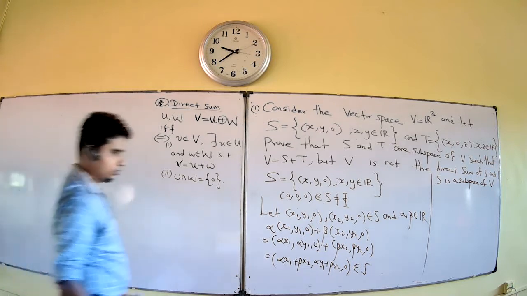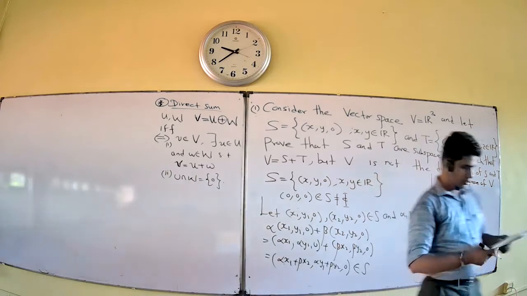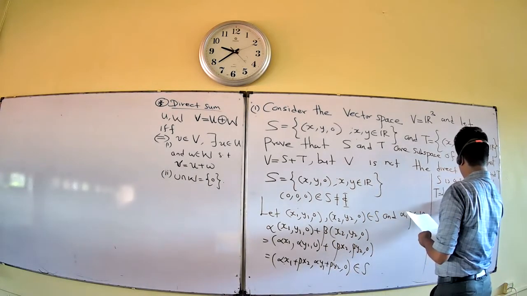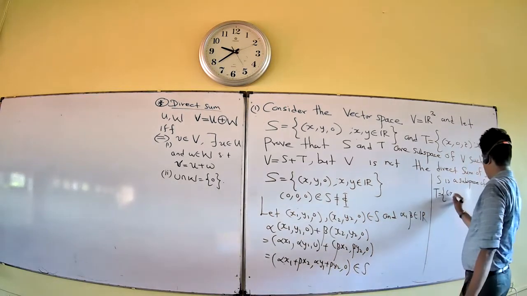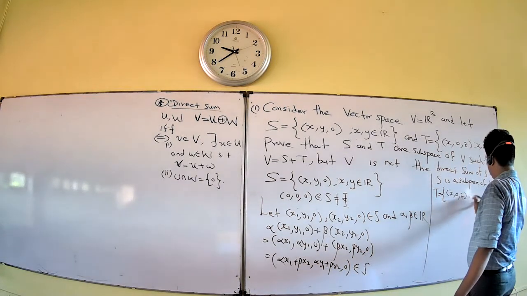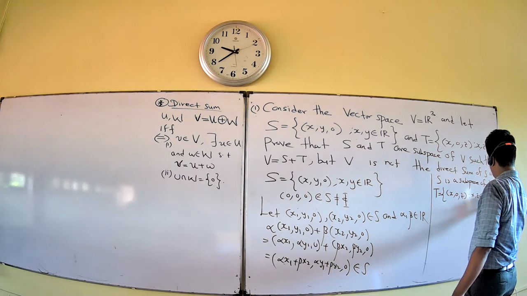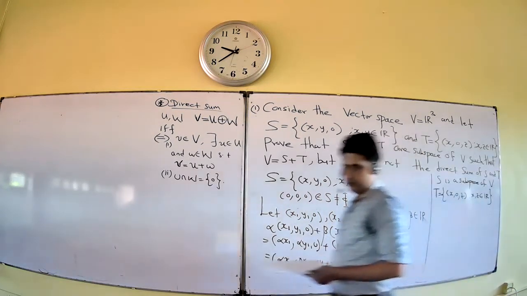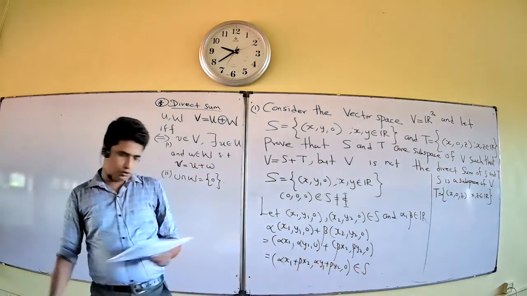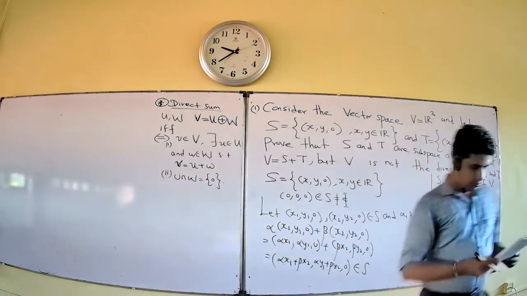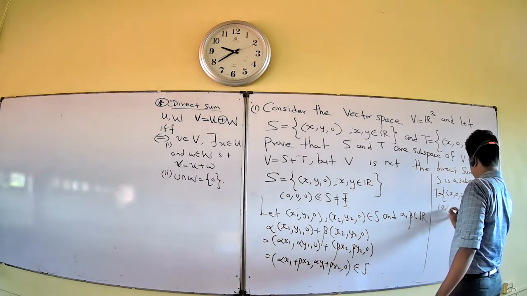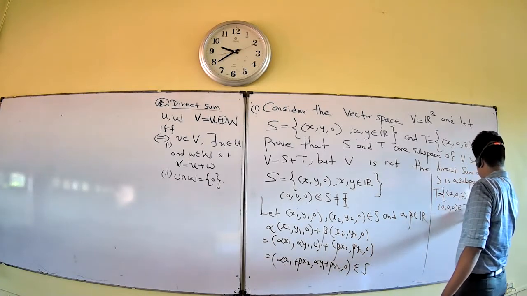T is also a subspace of B. Your set T is given by (x, 0, z), where x and z belong to the real numbers. First of all, it's non-empty because (0, 0, 0) belongs to T, therefore it is non-empty.